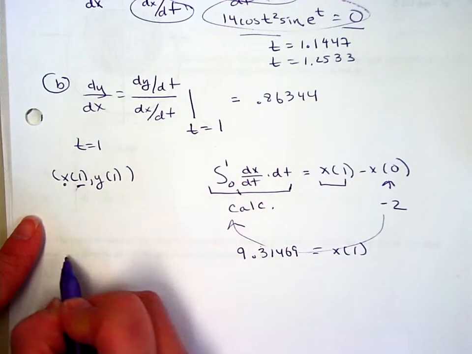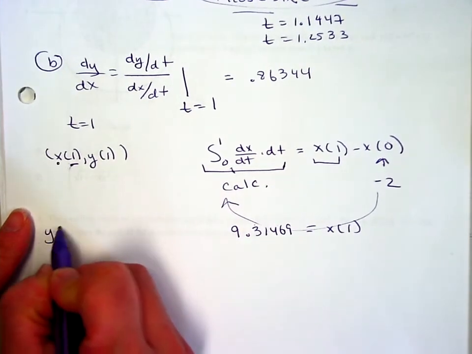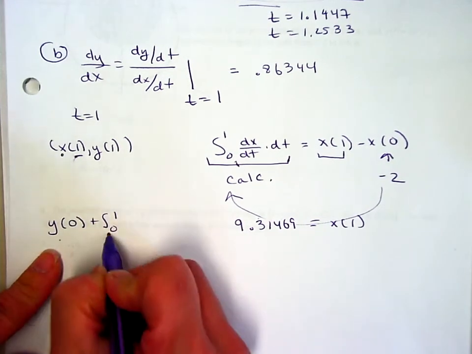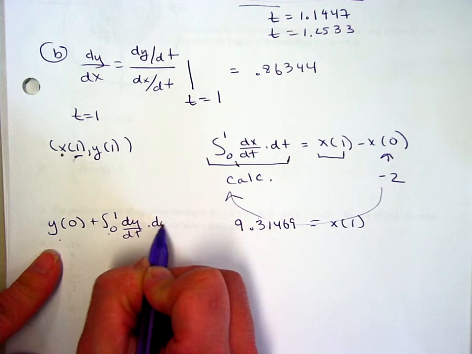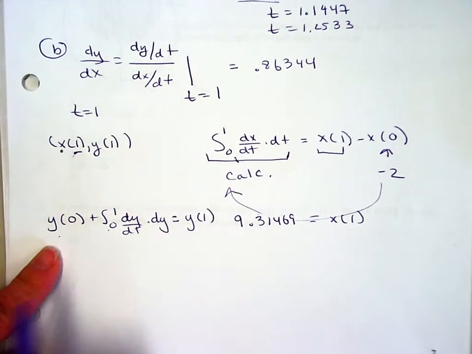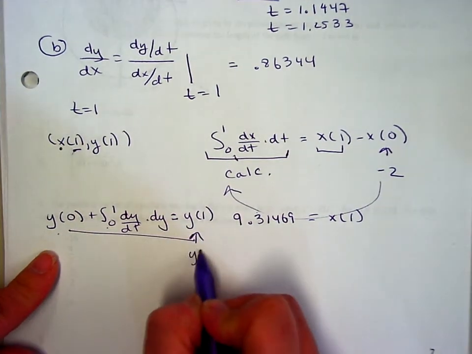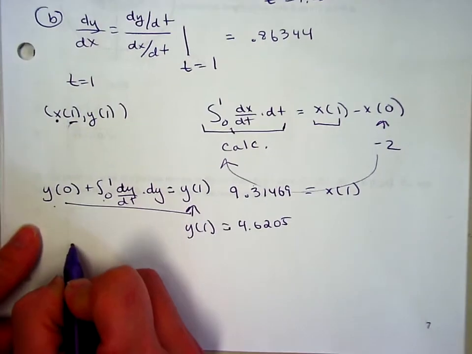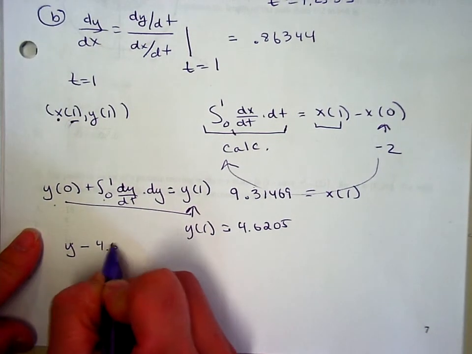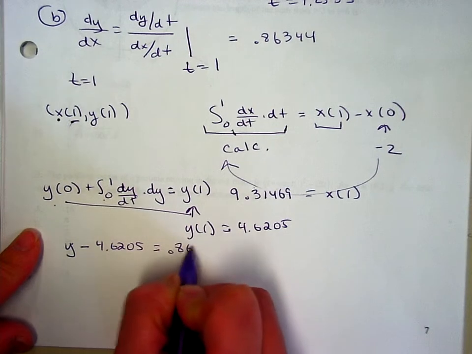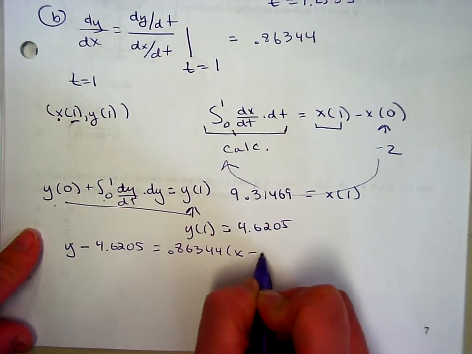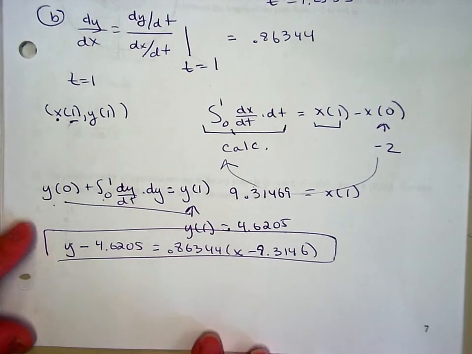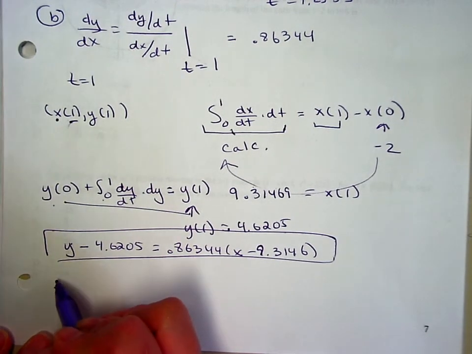Again, remember we talked about, to find the final value of something, we need to find the initial condition, add the net change, and that will give me that final value of y1. So same idea, I get y of 1 equals 4.6205. So then using all that, my equation is there we go.